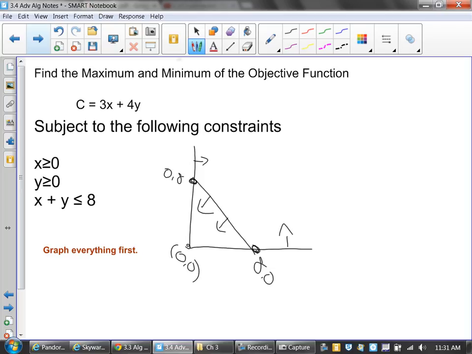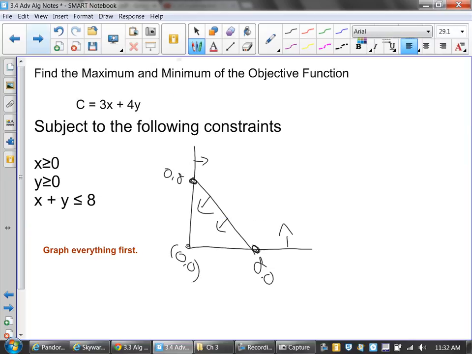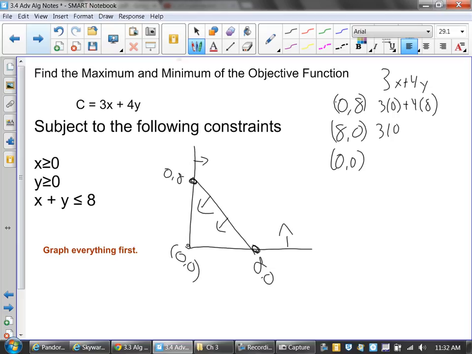Cover and solve, y-intercept 8, x-intercept 8. So now from here, I know that I've got those 3 ordered pairs, 0, 8, 8, 0, and 0, 0, to substitute into my objective function. Three times 0 plus 4 times 8. 3 times 8 plus 4 times 0. I wrote this backwards.